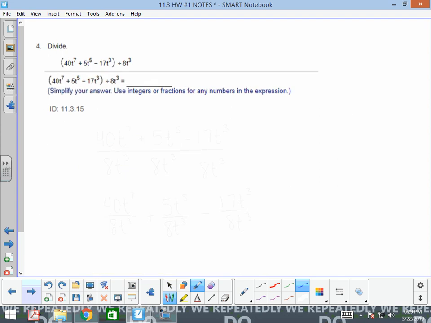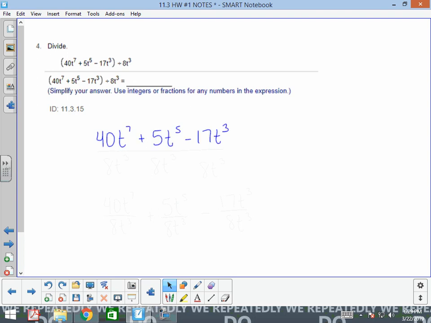All right, number 4. The dividend divided by the divisor. And each term in the dividend is being divided by that divisor.